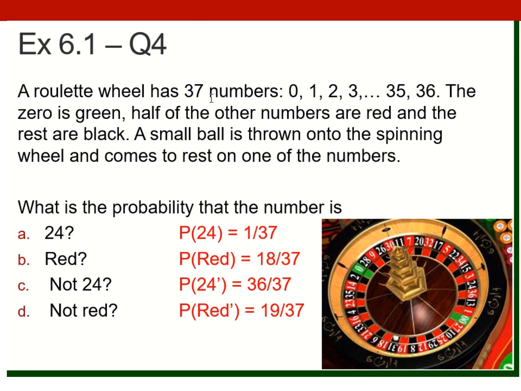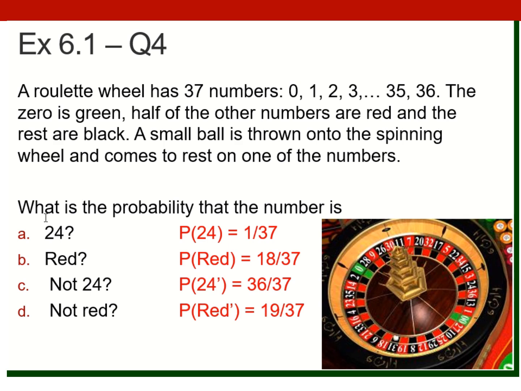Okay, so you have a roulette wheel with 37 numbers. The 0 is green. Half of the other numbers. So basically, you have 36 left, right? 18 are red and 18 are black. A small ball is thrown. What is the probability you get a 24? What's the probability you will land on a 24?